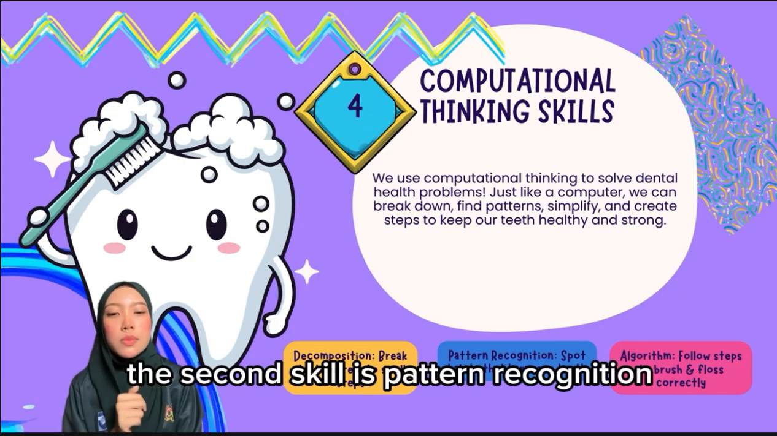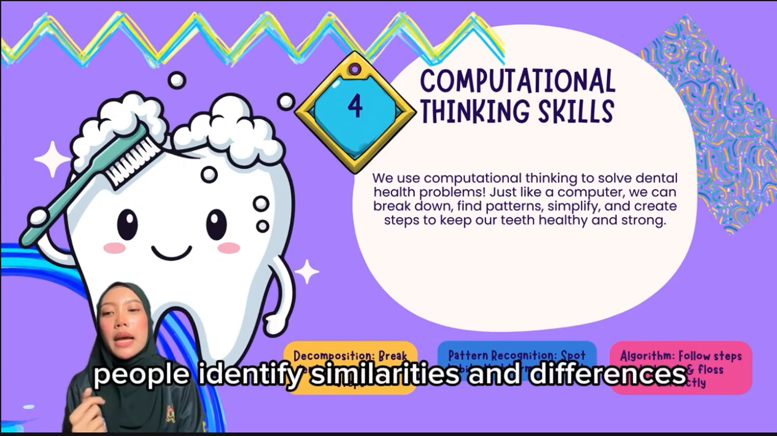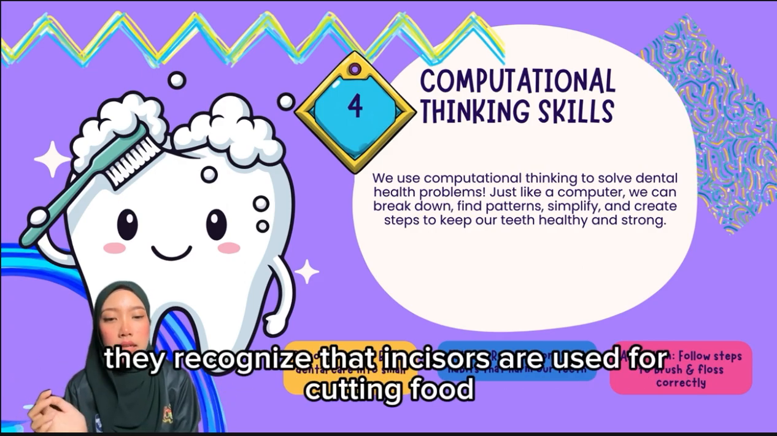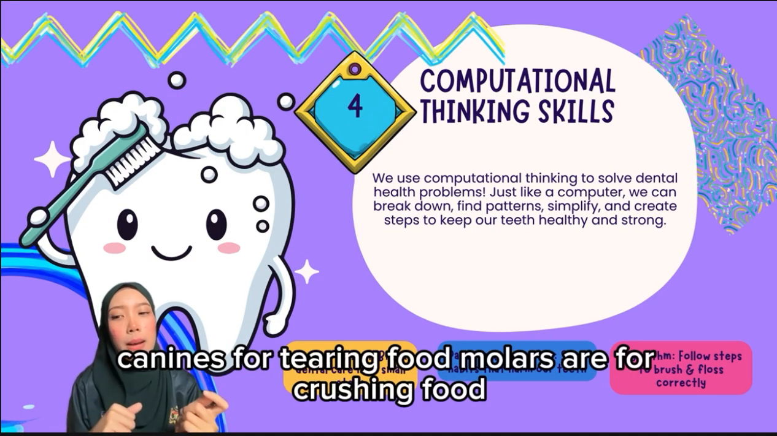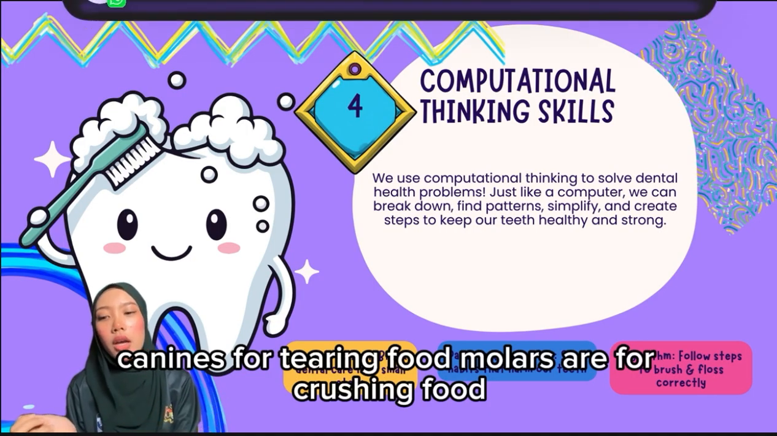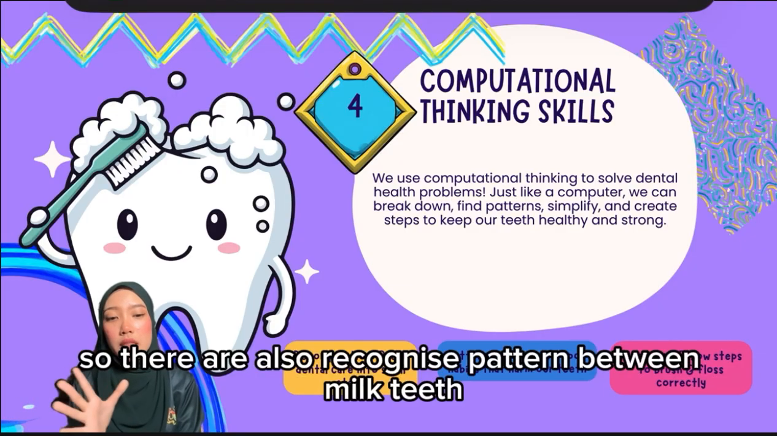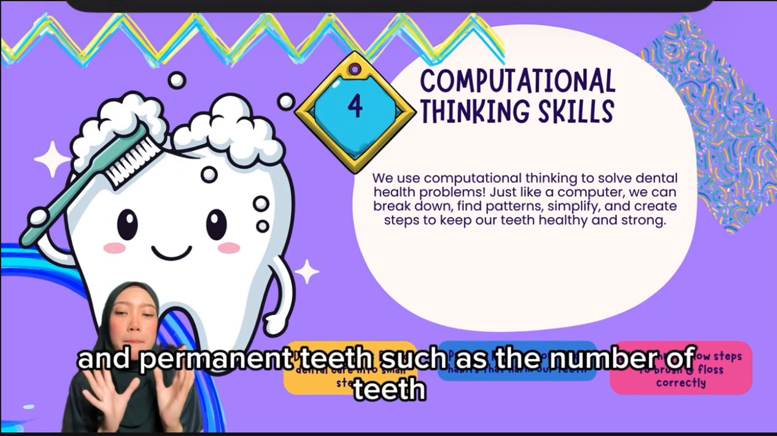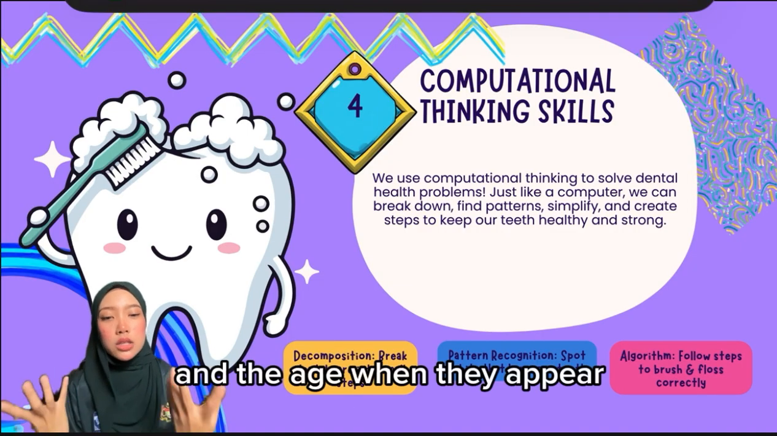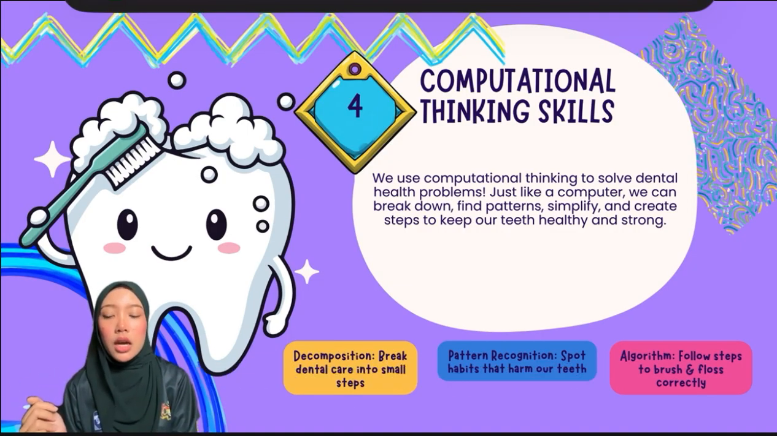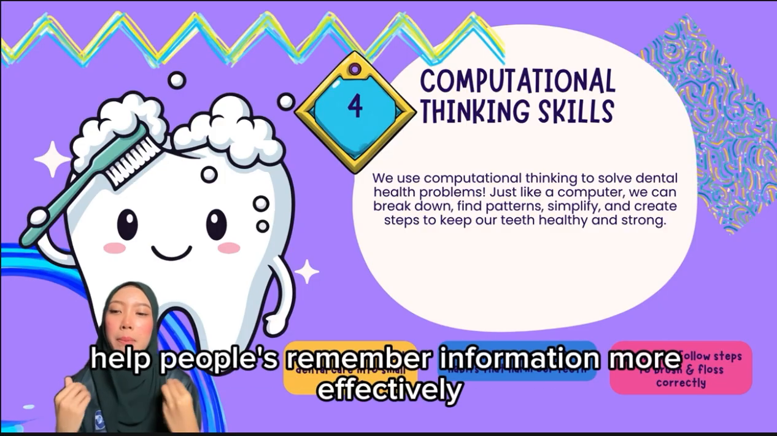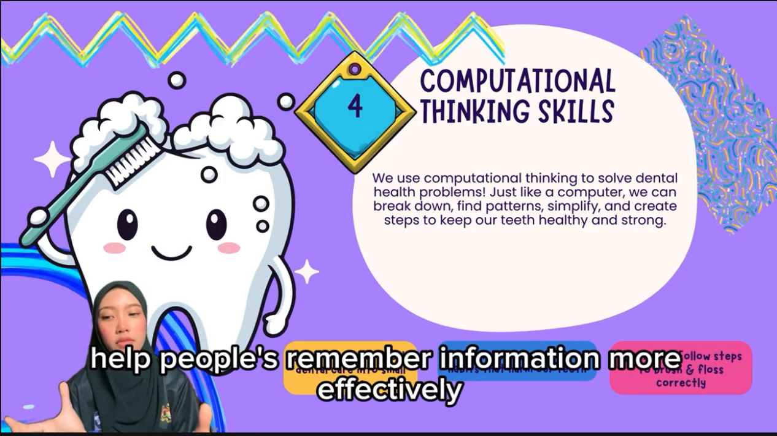The second skill is pattern recognition. Pupils identify similarities and differences. For example, they recognize that incisors are used for cutting food, canines for tearing food, and molars for crushing food. They also recognize patterns between milk teeth and permanent teeth, such as the number of teeth and the age when they appear. Recognizing these patterns helps pupils remember information more effectively.